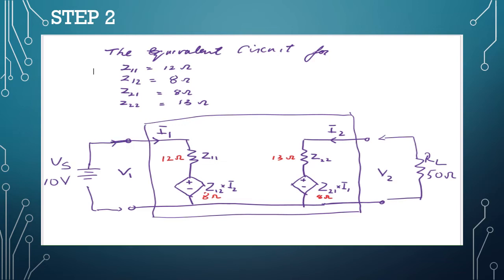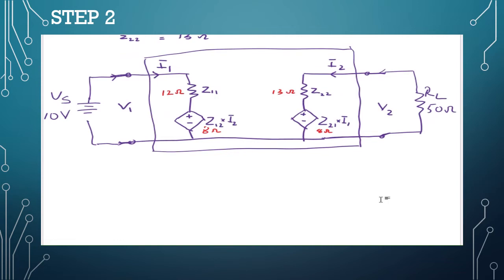Okay, and we're going to connect the load to the output port. All right, so let's solve. So our first step is to find I1. Now what is I1? I1 is in this loop here.